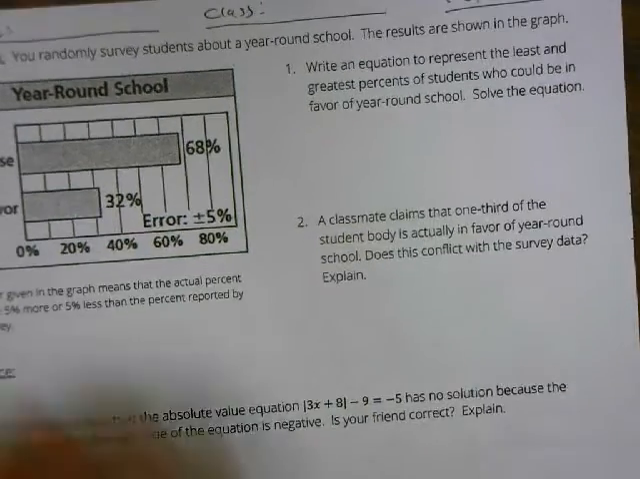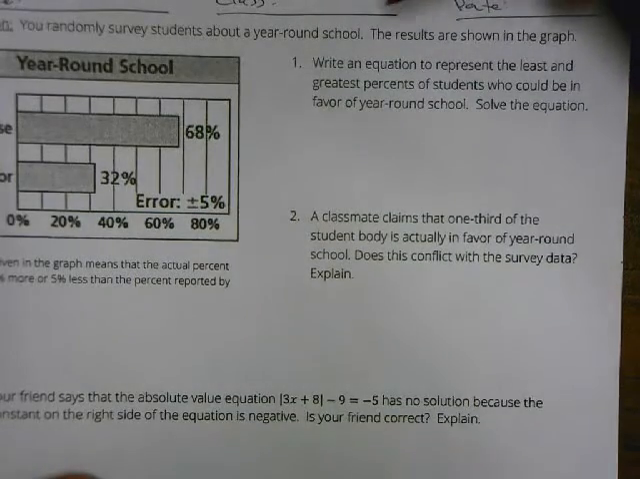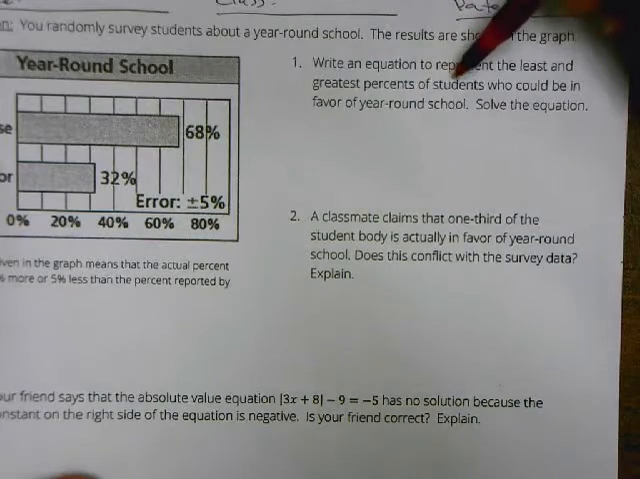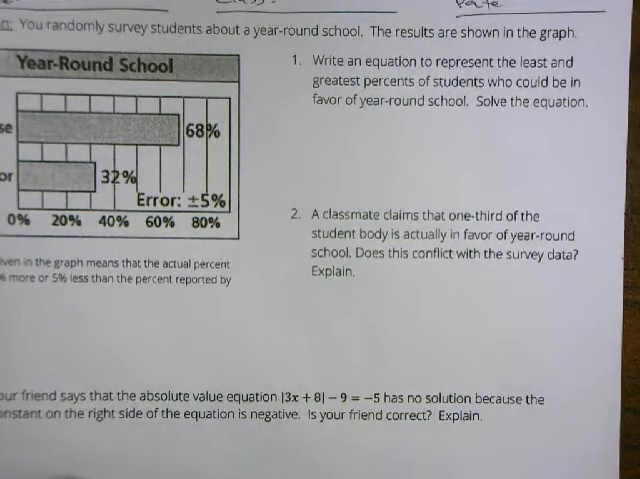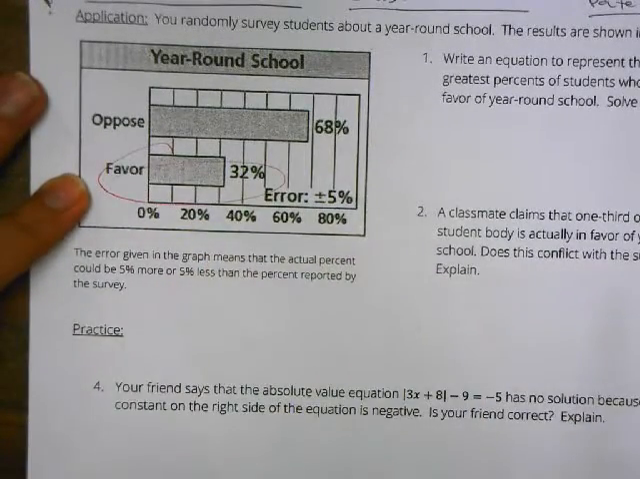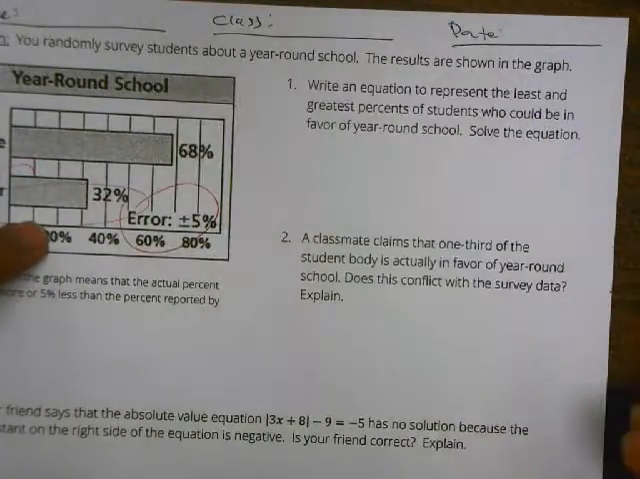Alright guys, this is homework for section 1.5. Question 1 says write an equation to represent the least and greatest percentage for students who could be in favor of year-round school and solve the equation. So if we're looking for favor, it's this percent, which is 32%. Now, it does say here that the error can be plus or minus 5%.